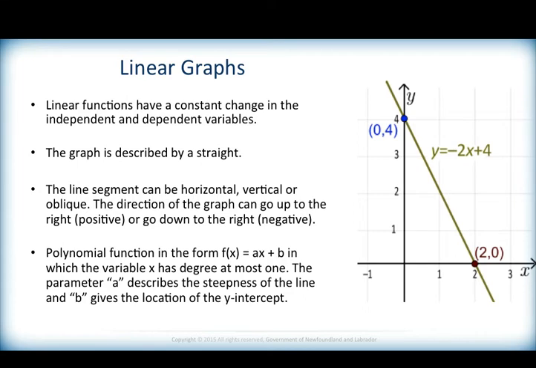Polynomial functions that are linear are always in the form of ax plus b, where the x variable has degree 1. The parameter a will tell us how steep the line is, if it's increasing or if it's decreasing. And b will give the location of the y-intercept. So this is really important to keep in mind, that it has to have only degree 1. Once you see an x squared term, that means it is nonlinear.